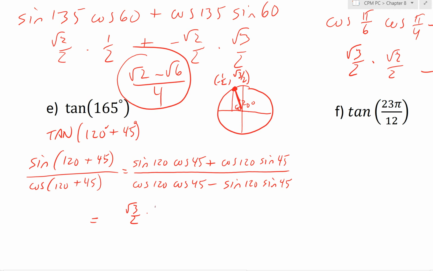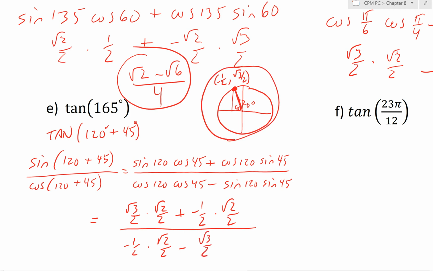Cosine of 45 is root 2 over 2. Cosine of 120, negative 1/2 from our diagram. And sine of 45, root 2 over 2. Then in the bottom, we have cosine of 120, which we have in our diagram, negative 1/2. Cosine of 45, sine of 120. See how important it is to draw this, because then we can constantly look at it for every number that we're filling in.